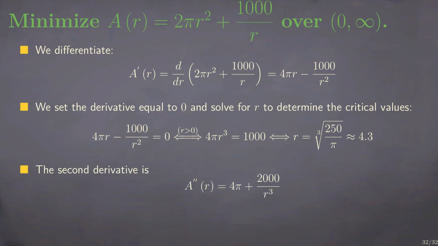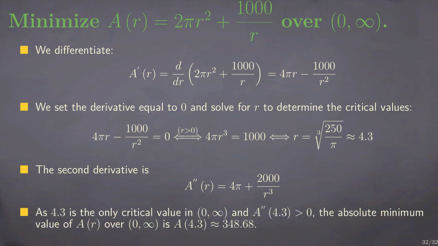Next we can use the second derivative test by computing the second derivative of A at that critical value. The general formula for the second derivative of A is 4 times pi plus 2000 over r cubed. Because of that, we can easily see that the second derivative of A evaluated at r equals 4.3 is positive. It means that, following from the second derivative test, A of 4.3, which is approximately 348.68, is the absolute minimum value of A(r) that we are looking for. So that is the answer for the problem of minimizing A(r).